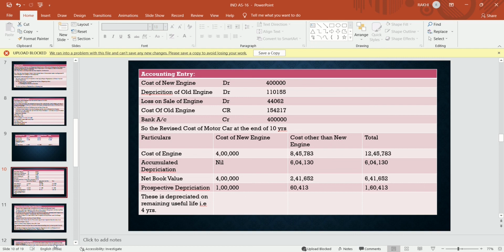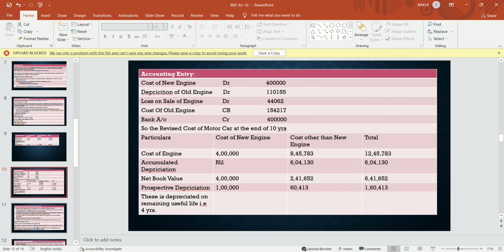Then we will charge depreciation to arrive at the net block. So it will be 6,45,000, 41,000, and the prospective depreciation will be on the remaining useful life, which is 4 years. So we will charge depreciation accordingly: 6,41,652 divided by 4 gives the annual depreciation, that is 1,60,413. This is the depreciation on the remaining useful life of 4 years.